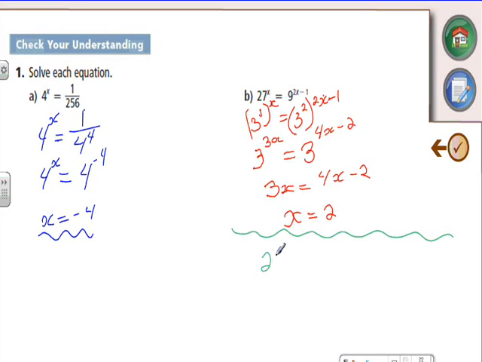Say 27 to the 2 equals 9 to the 2 times 2 minus 1. And then plug that into your calculator. And at that point, you'd be able to say that left side equals right side.